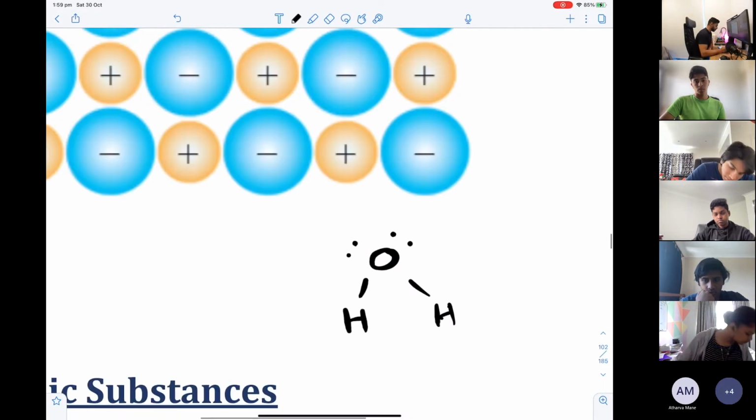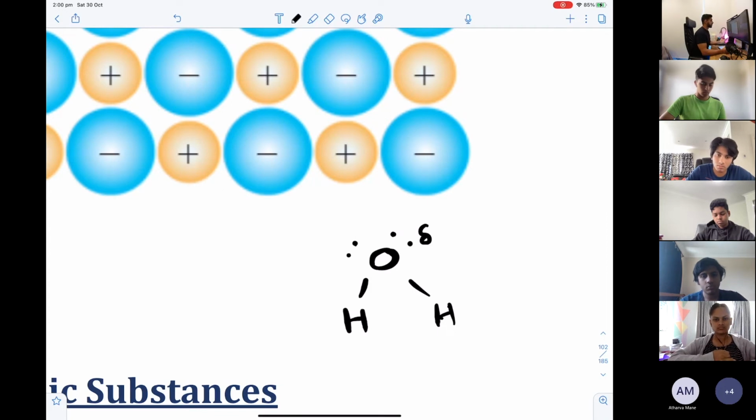Now, looking at water, polar or non-polar, Ansh? Polar? Good. Which end is negatively charged or has a negative dipole? Dipole meaning a partial charge. Is it the oxygen side? Yeah, good. Oxygen is highly electronegative, so it's going to carry more of the electrons, have a slight negative charge. And this is how you represent it. That little squiggly line tells you it's a slight negative charge. It's not a complete ion yet.